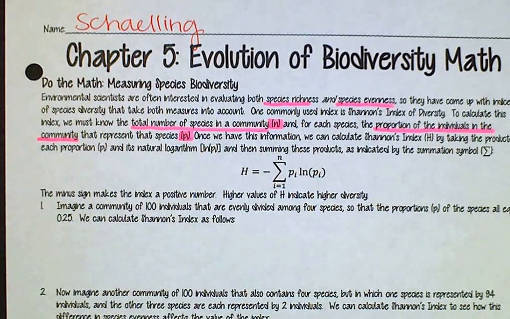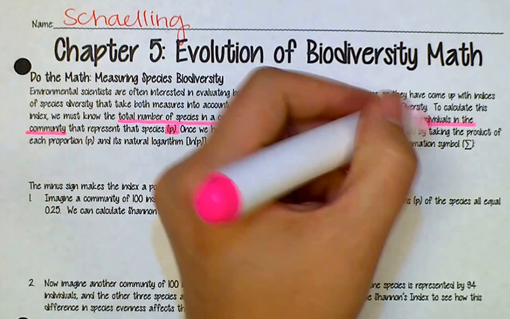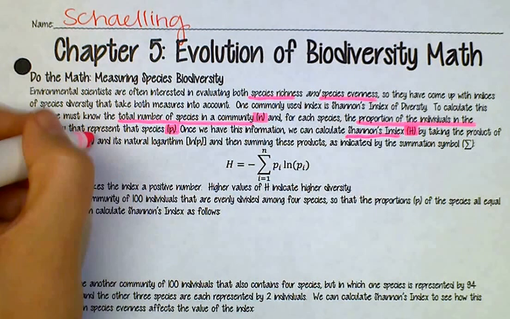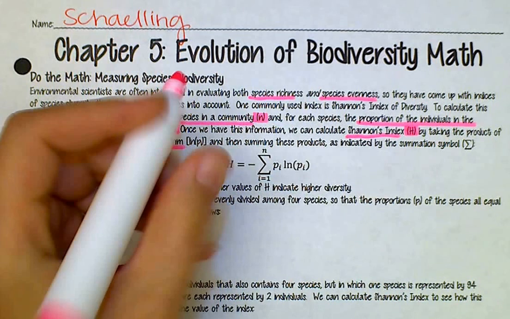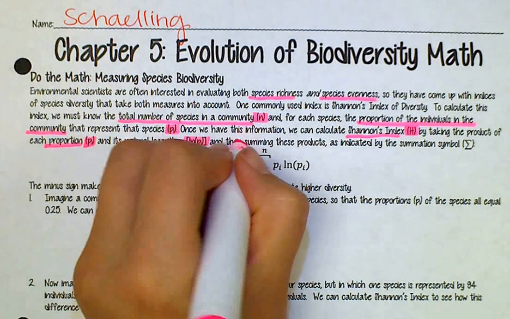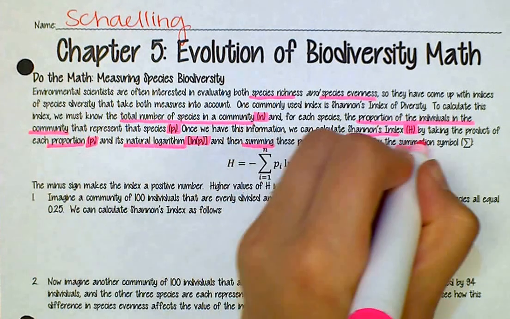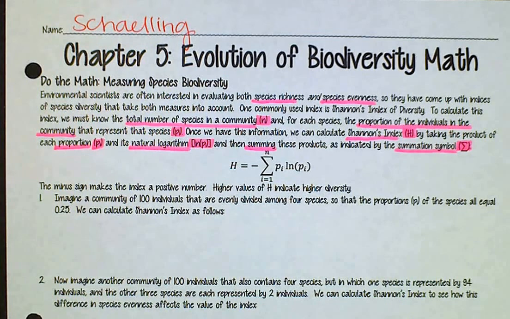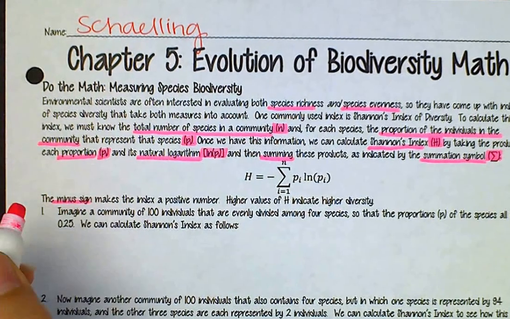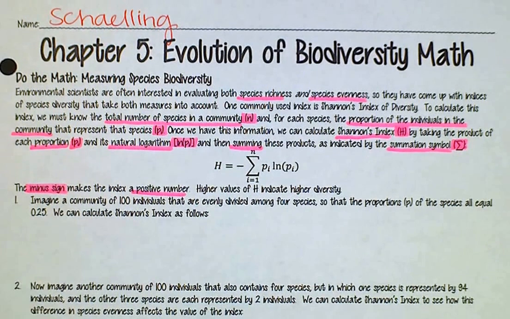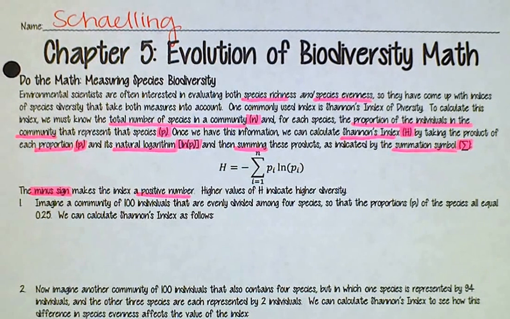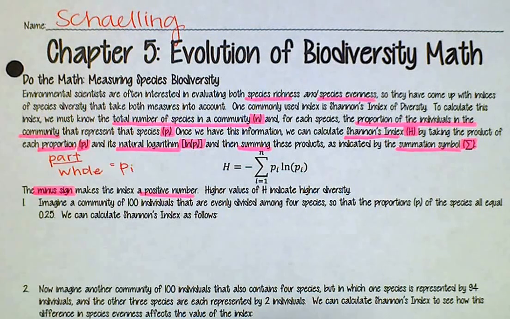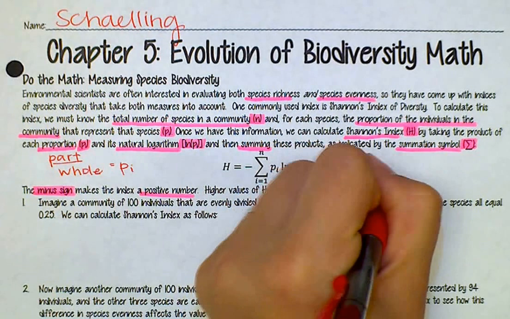Once we have this information, we can calculate Shannon's index, which is H, by taking the product of each proportion and its natural logarithm. Remember, that's the ln button on your calculator. And then summing these products as indicated by the summation symbol. Okay, and that's that letter sigma, or epsilon. I think it's epsilon. Now it says the minus sign makes the index a positive number, and that higher values of H indicate higher diversity. Okay, so for proportions, we want to make sure we know that that's a part over the whole for PI. And we want to know that higher H equals higher biodiversity.